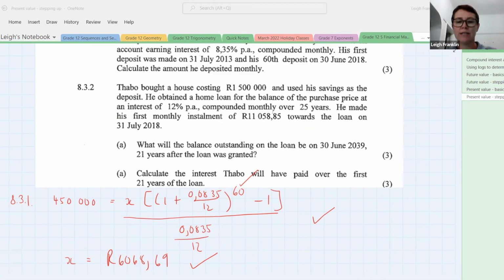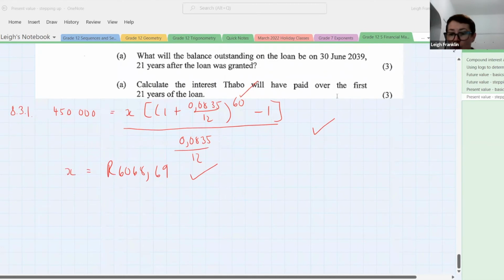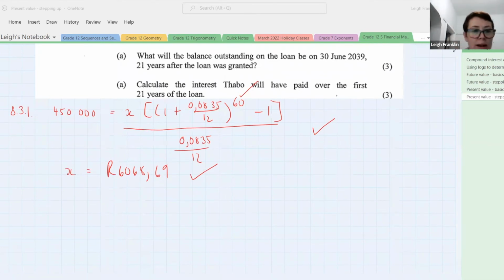Okay, so they've told us what the outstanding balance will be on the 30th of June 2039. That means that we have a way of working out how many payments he still needs to make. He's made 21 years of payments. We can still work out how many payments he needs to make, so we can do it that way, or we can work out the longer method, how many payments he has already made. I'm happy to do both. I'm just wary of the fact that we are running out of time here. So, okay, let's just get on with that.